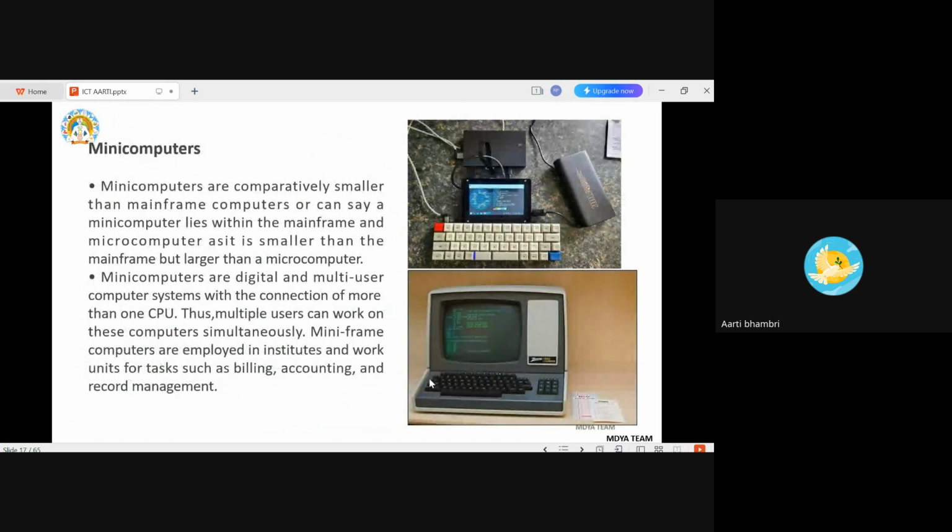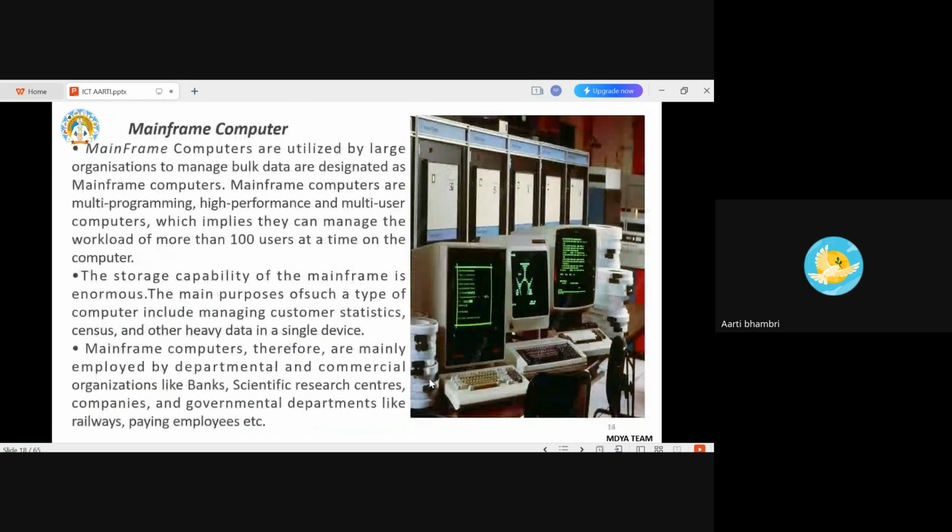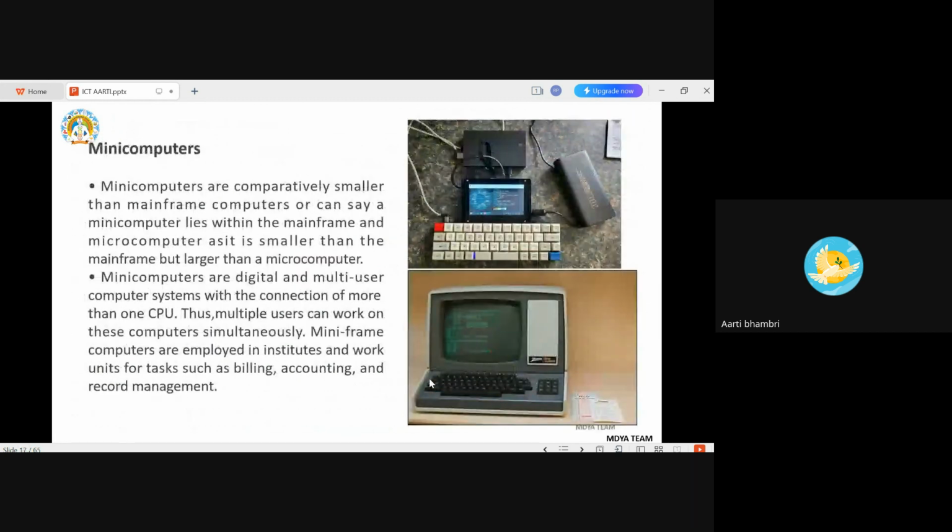Now, the second one is mini computers. You can see in the picture, these are the mini computers. Mini computers are comparatively smaller than mainframe computers. First, we'll also see the mainframe computers. These are the mainframe computers. Mini computers are comparatively smaller than mainframe computers, or you can say a mini computer lies between the mainframe and microcomputer. It is smaller than the mainframe but larger than a microcomputer.